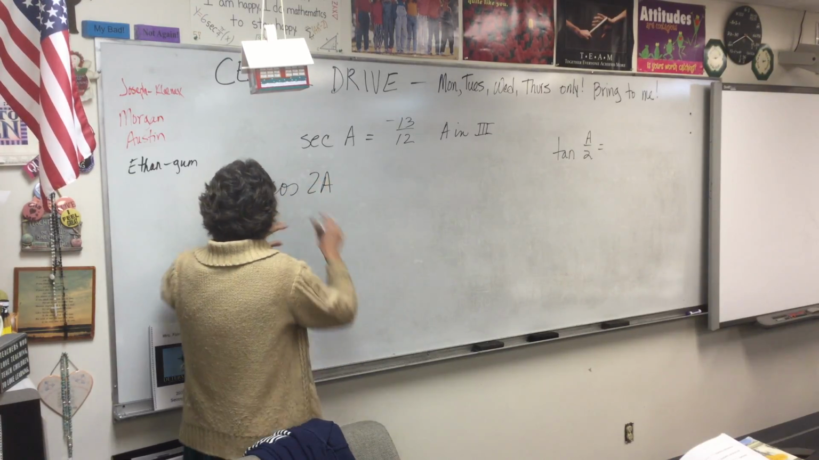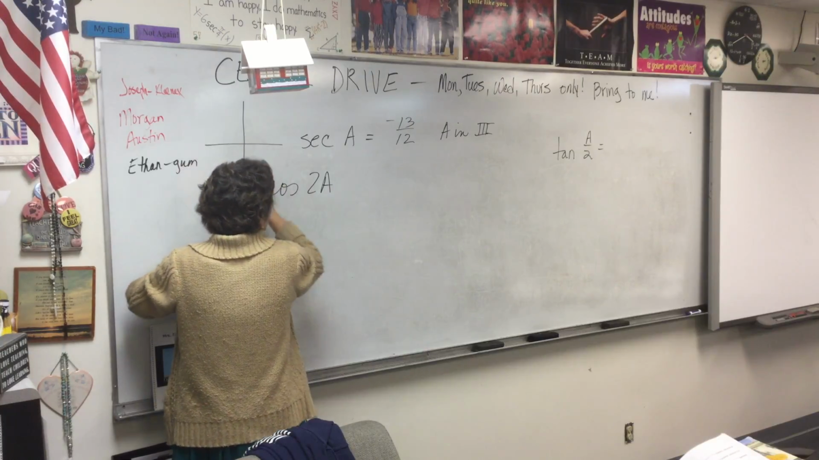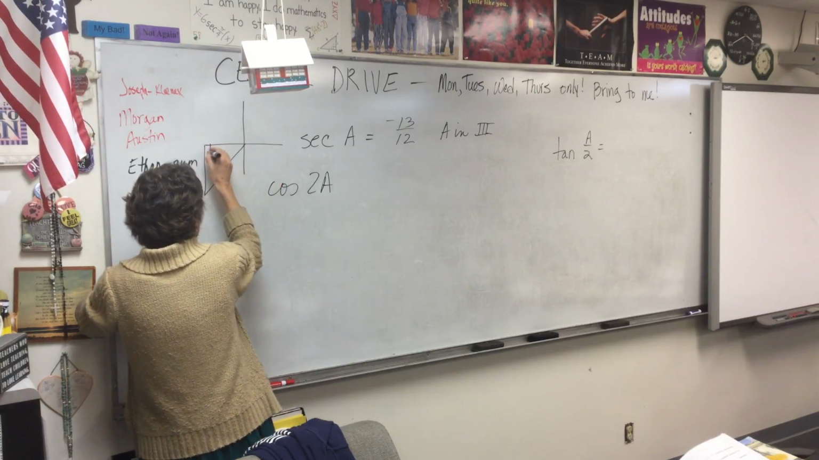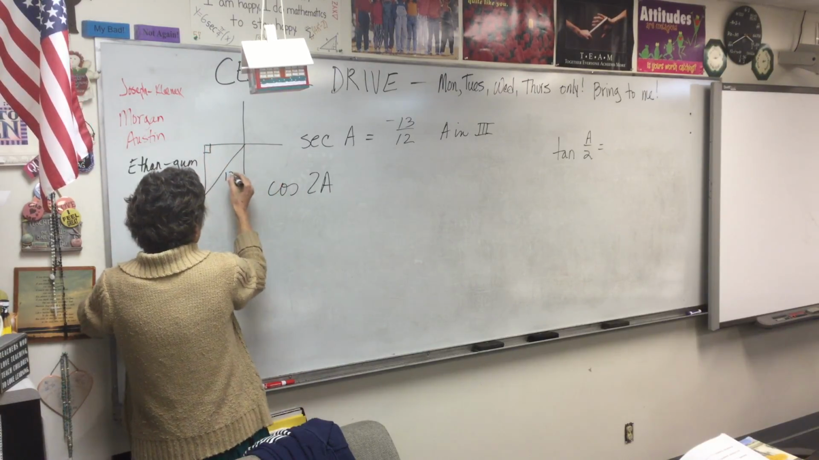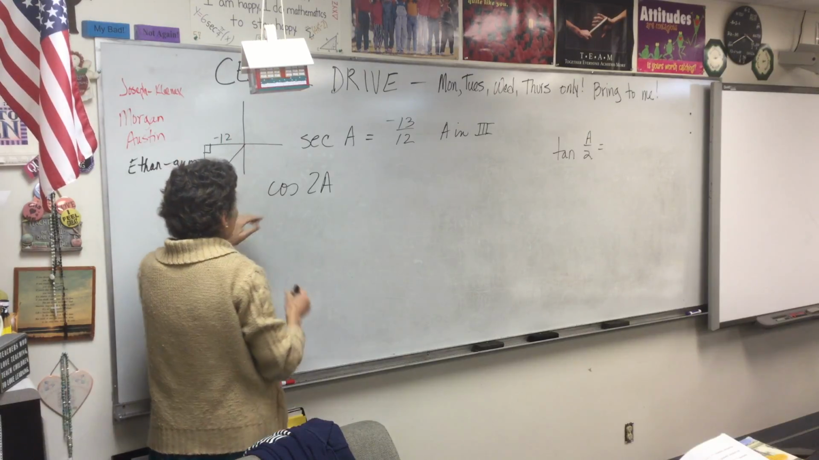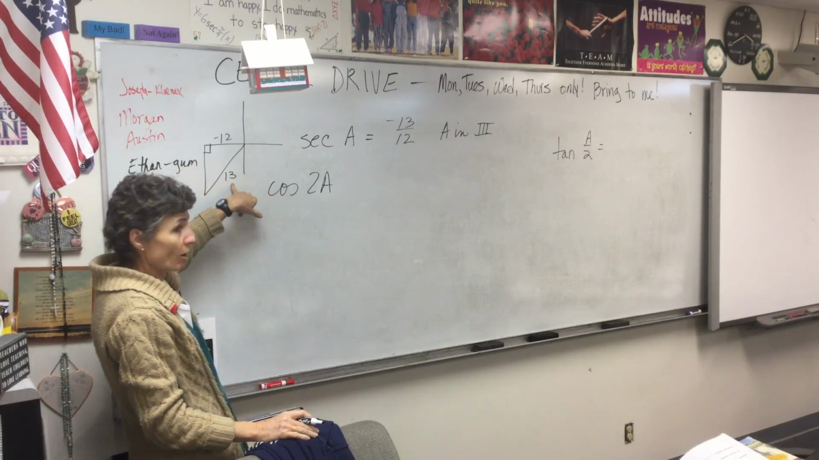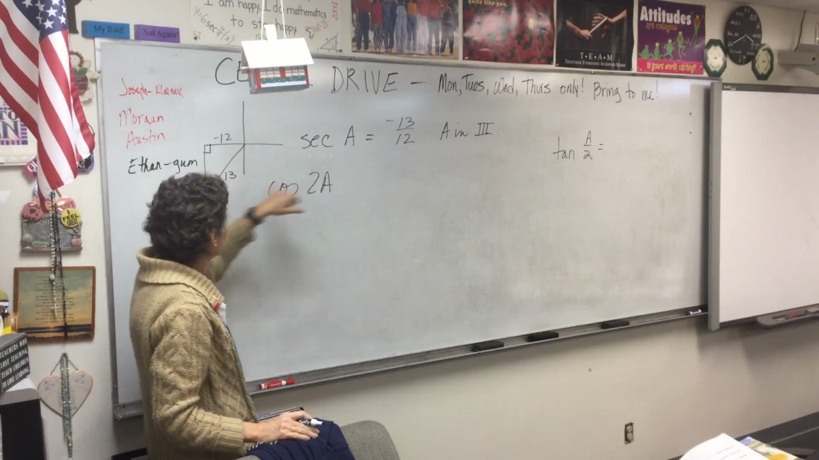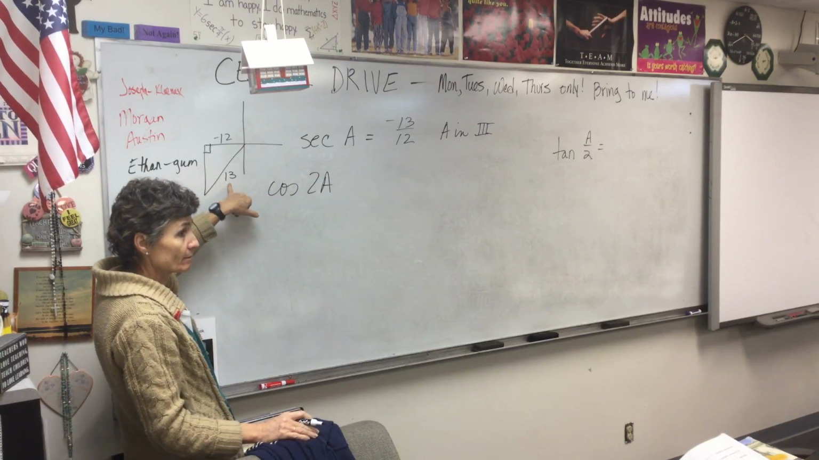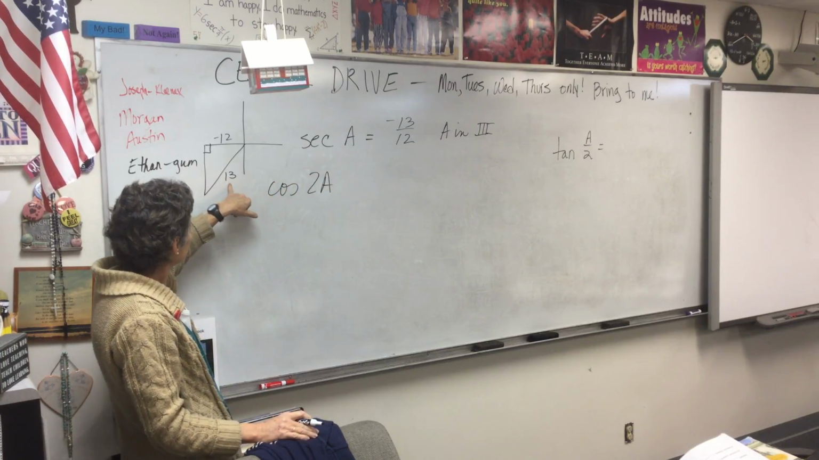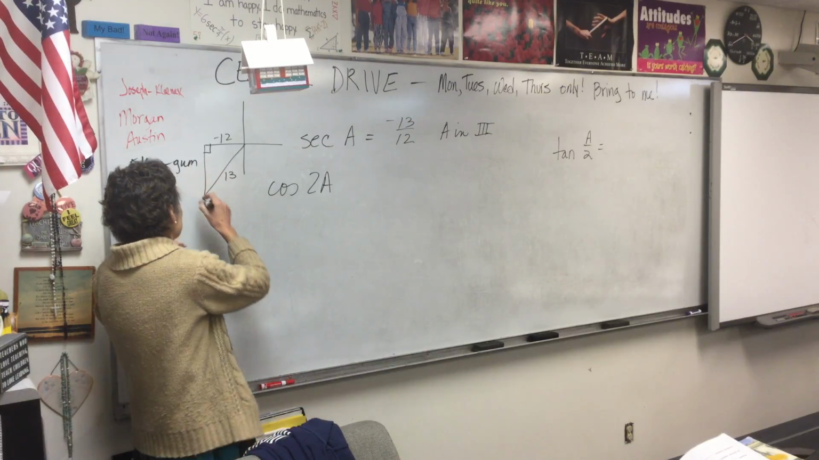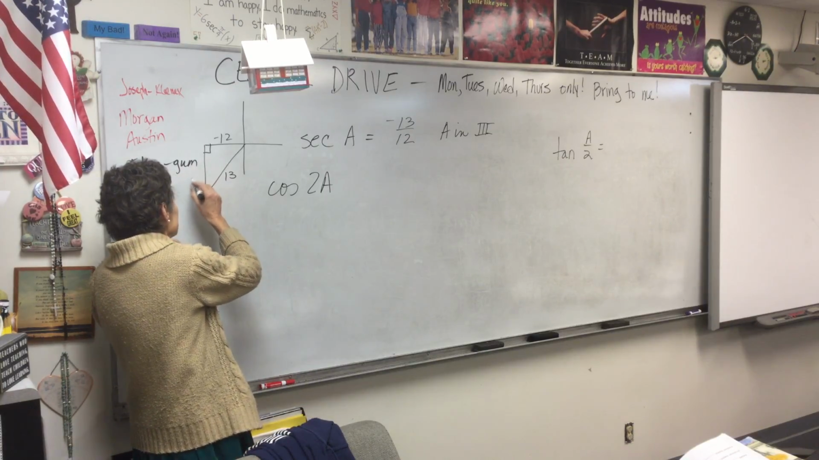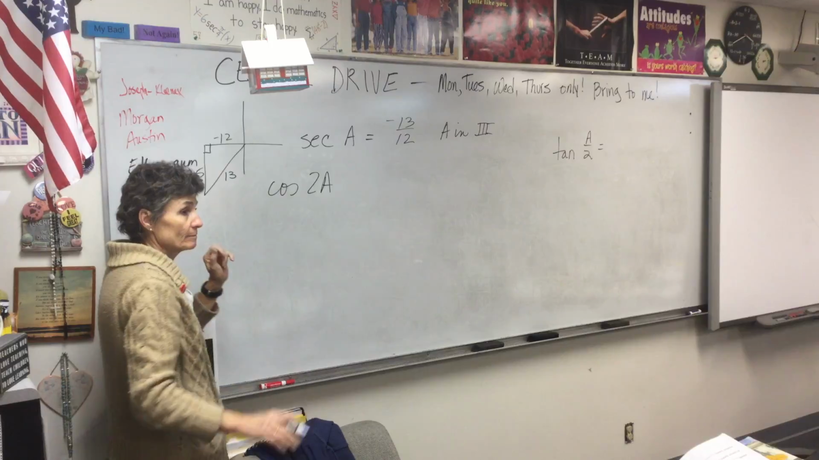So I think I'll just draw a picture of that right now. I'm in quadrant 3, and the secant is negative 13/12. Make sure when you draw that picture that the negative does not go on the 13. So this side would be negative 5.